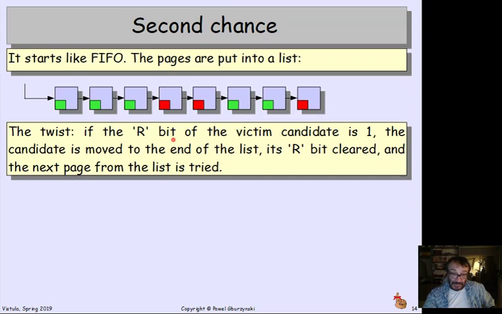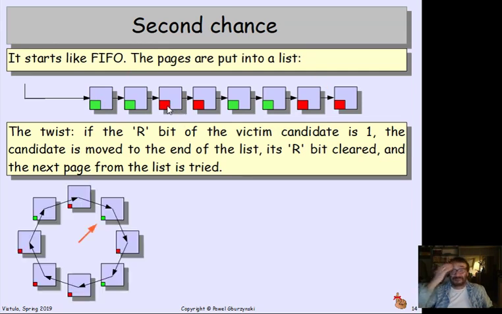So if the reference bit or the A bit or whatever it is called of the victim candidate, like the oldest page in this case, is 1, this means that the page has been referenced. Then the candidate is moved to the end of this list and its reference bit is cleared. And we look at the next element. And we keep going until we find the first page whose reference bit is 0.